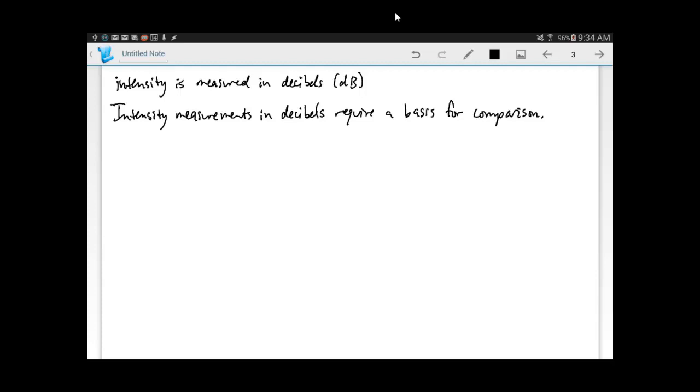So normally intensity is measured as power divided by area. And again, I won't get into too much math or formulas about that, but it's normally measured in watts per meter squared. Decibels is a little bit more convenient to use, and so we usually use decibels, but it requires some basis for comparison. So does anybody know, when you measure things in decibels, what it is compared to? What is the standard for decibel measurements? Anybody know? So the standard for comparison for decibel measurements.